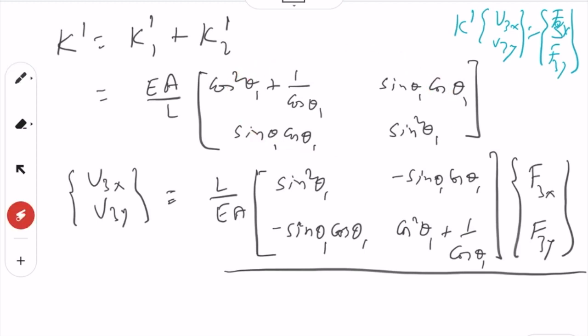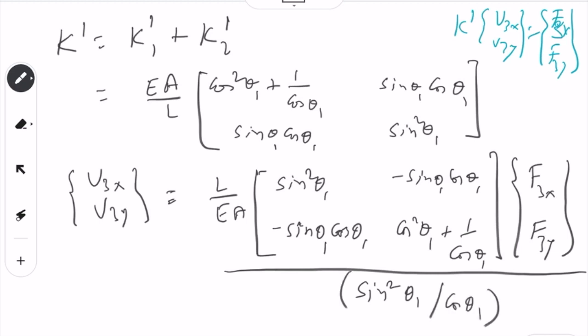You can see that the determinant will be this multiplied by this minus this multiplied by this. But if you see here, sin square theta 1 and cos square theta 1 will make sin square theta 1 cos square theta 1. Similarly, this times this will make it sin square theta 1 cos square theta 1. So that will cancel. So what you will have remaining is just sin square theta 1 divided by cos theta 1. That's it. So the determinant is nothing but simply sin square theta 1 divided by cos theta 1.